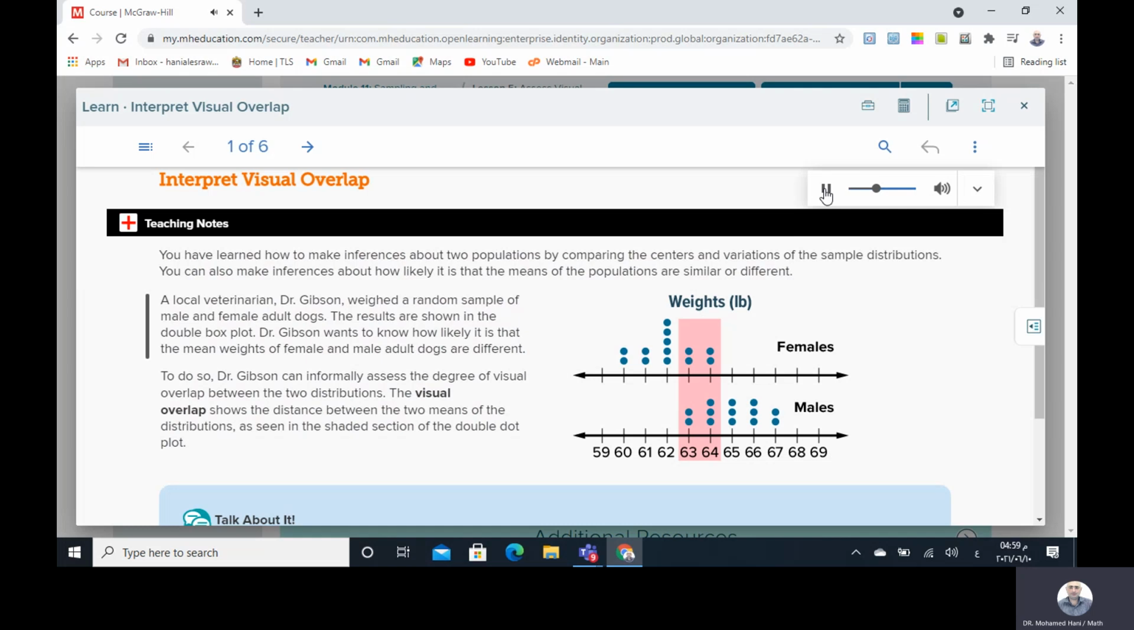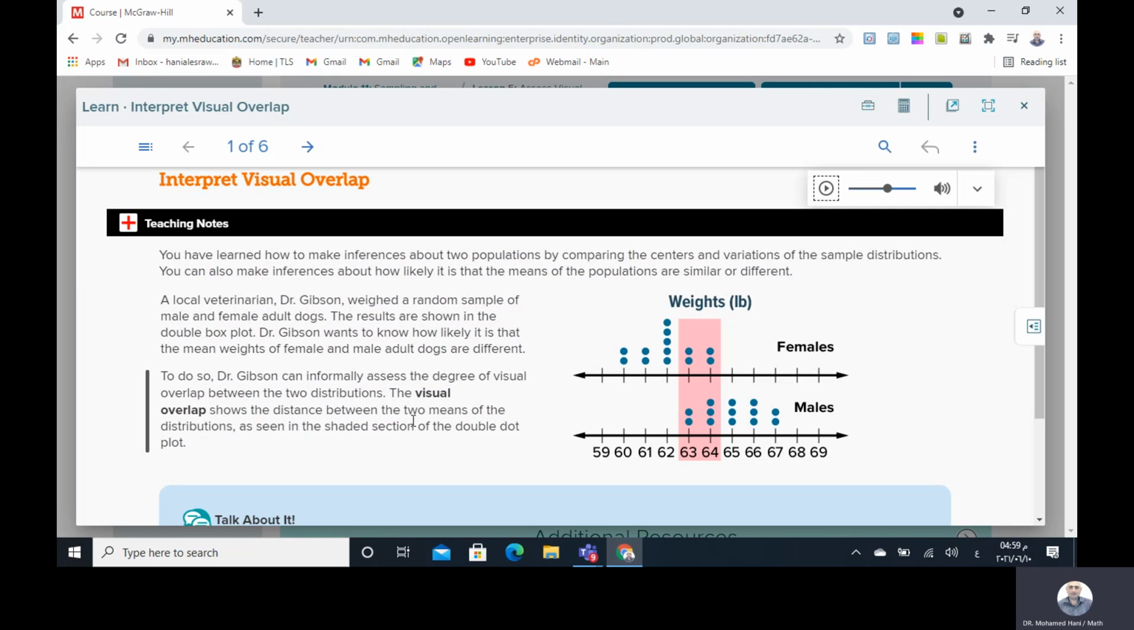Dr. Gibson wants to know how likely it is that the mean weights of female and male adult dogs are different. To do so, Dr. Gibson can informally assess the degree of visual overlap between the two distributions. The visual overlap shows the distance between the two means of the distributions, as seen in the shaded section of the double dot plot. So what does the visual overlap mean?